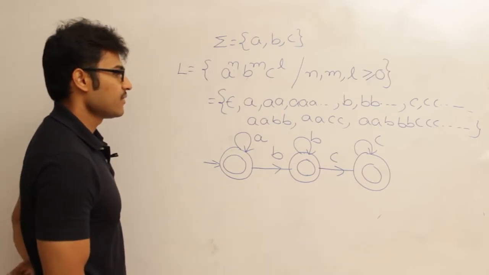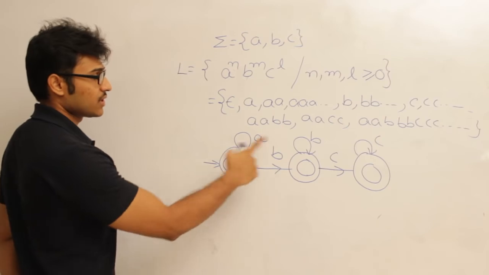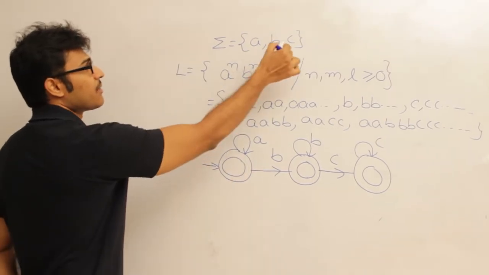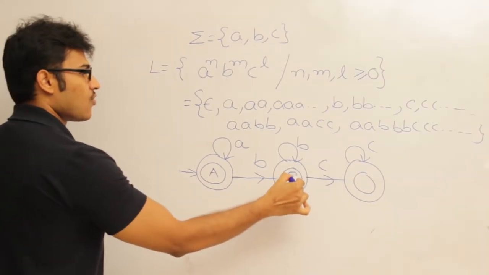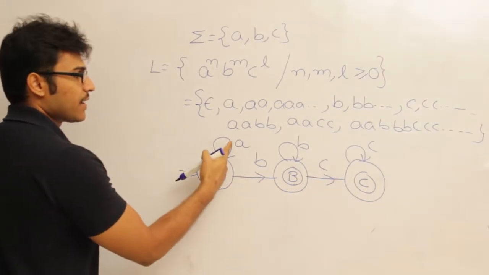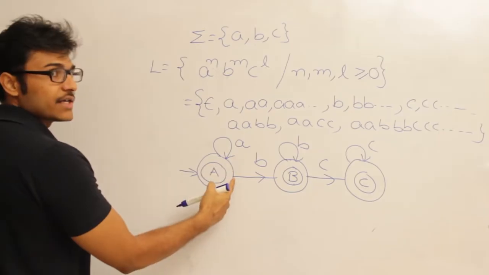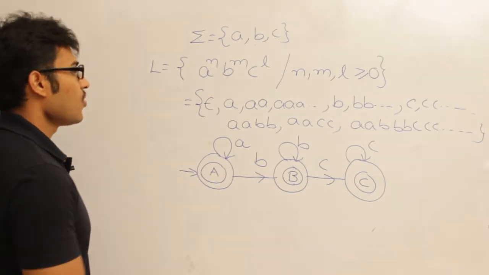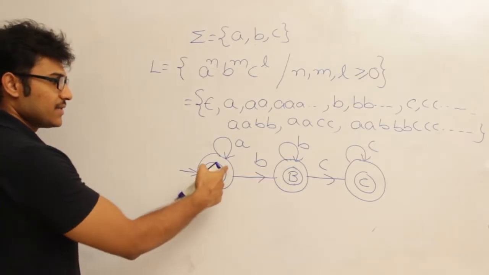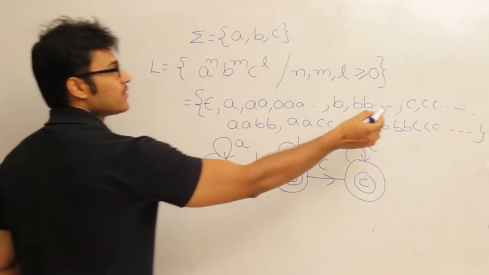Now is this a DFA? It is not a DFA because it is not complete. What is the sigma? a, b, c. For state A, we have shown what happens on a as well as what happens on b, but we didn't show what happens on c. What if I get a c here? If I get a c here, it is nothing but directly starting with c.